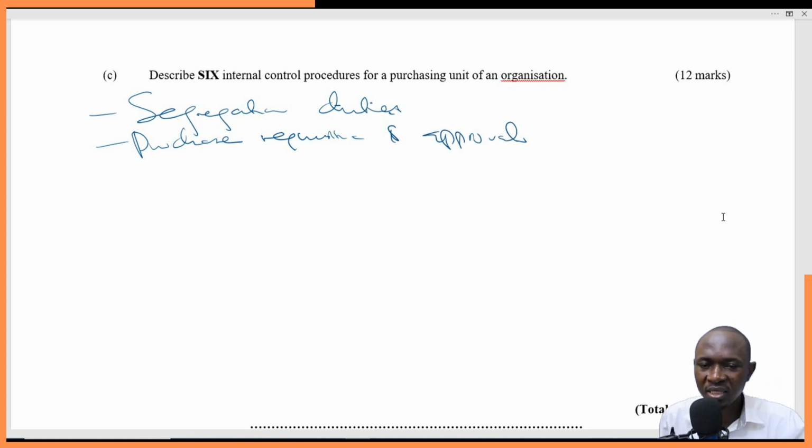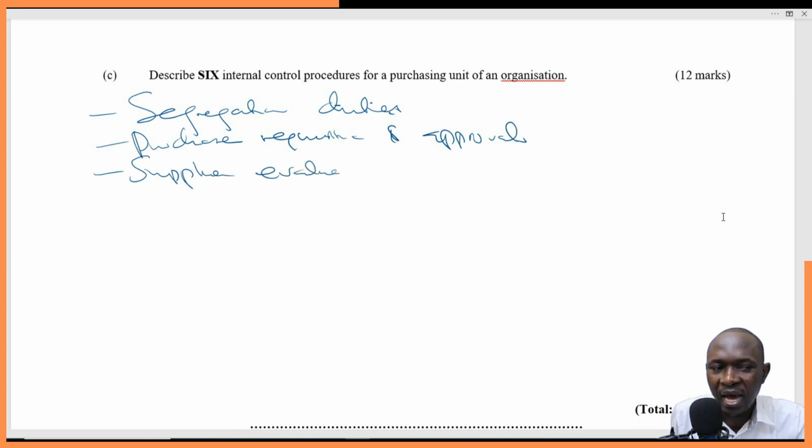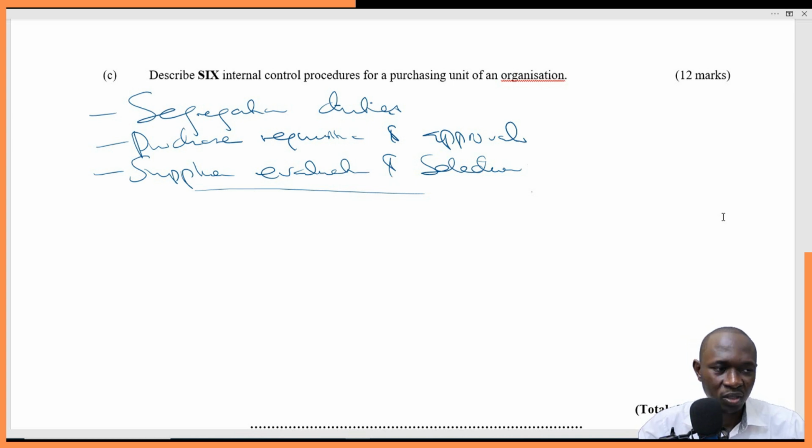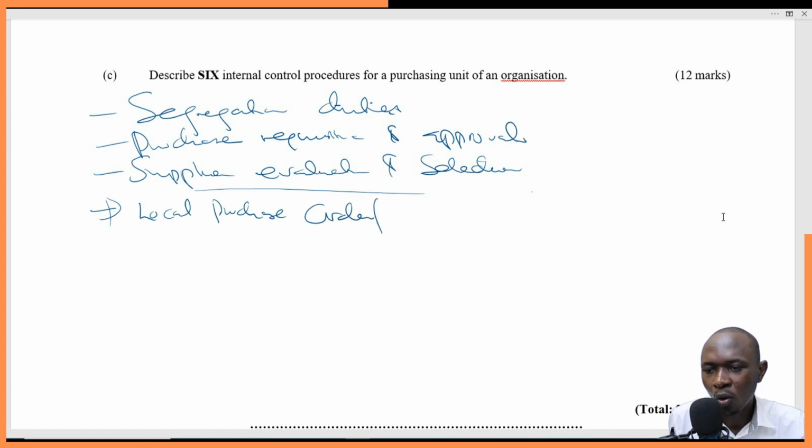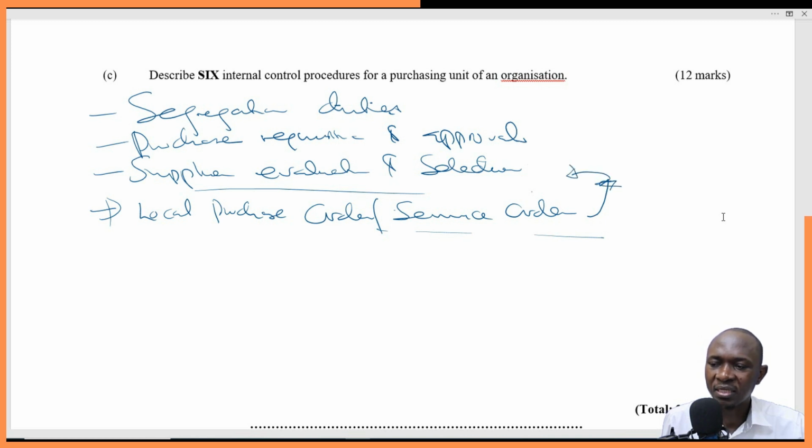Then once the purchasing department has received the purchasing requisitions and approvals from the various user departments, then of course we need to have what we call the supplier evaluation and selection, where you select the suppliers who are qualified to do the job, and it has to go through all that process, tendering process, and then once you have those suppliers who are qualified, you can now do a local purchase orders or service orders, commonly referred to as LPOs or LSOs, or you can just talk of purchase order, and this one it's the client organization that sends to the potential suppliers to check if they have the goods and if they're in a position to supply the goods.